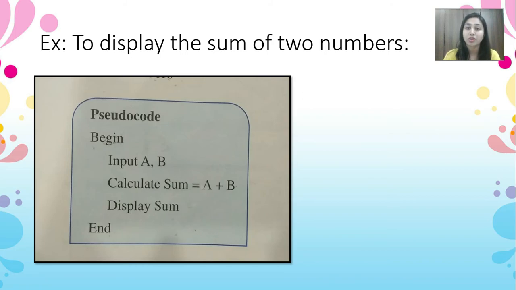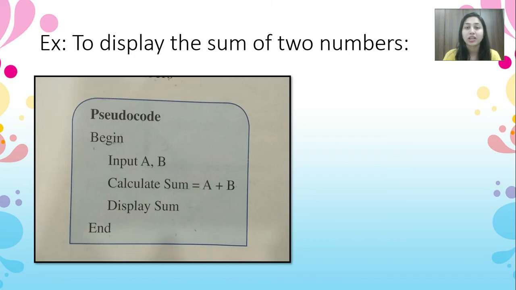And the last is to display the sum of two numbers, right? In the previous topic, flowchart, we learned the flowchart of adding two numbers, and this is the pseudocode of adding two numbers. First one is begin, means start, input two numbers, here we can take a and b numbers, then calculate sum, you have to add two numbers, so the formula is sum is equal to a plus b. After the process you will get a result that you have to display, so display sum, and the last step is end, means your pseudocode is finished, right?